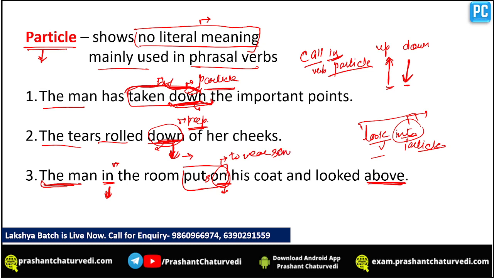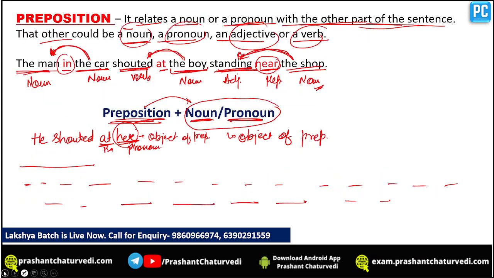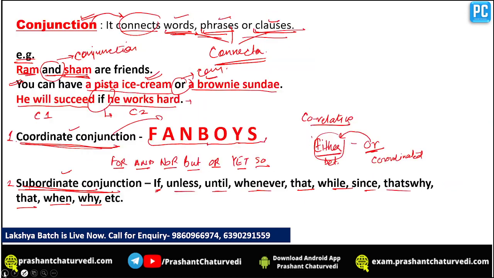So whenever a preposition or an adverb is used in a phrasal verb, it is called a particle. So here on is a particle, and looked above is also showing position. Clear? So it is a preposition. It is showing its literal meaning. So it's a preposition. Clear? So we have discussed 3 to 4 parts of speech today.